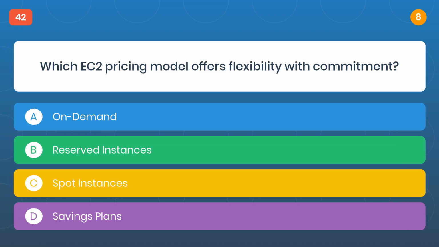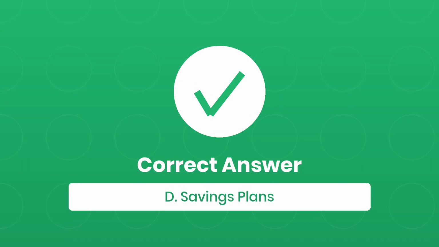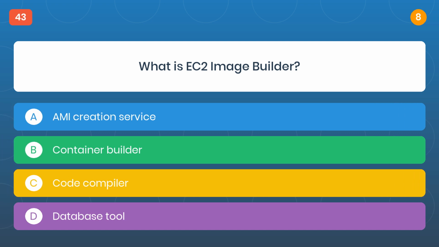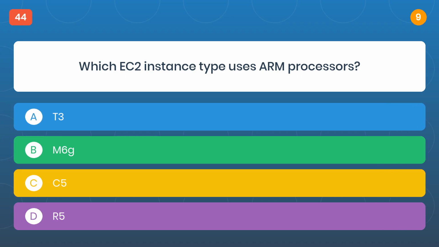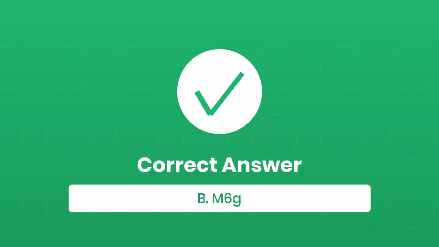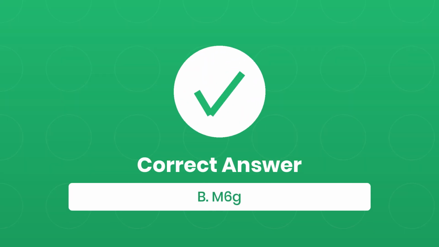Question 42. Which EC2 pricing model offers flexibility with commitment? The correct answer is D, savings plans. Question 43. What is EC2 Image Builder? The correct answer is A, AMI Creation Service. Question 44. Which EC2 instance type uses ARM processors? The correct answer is B, M6G.